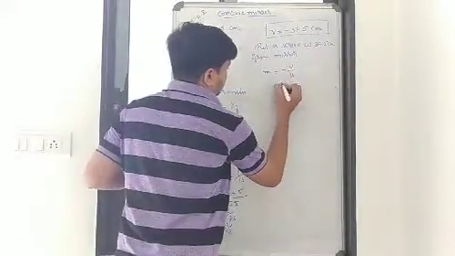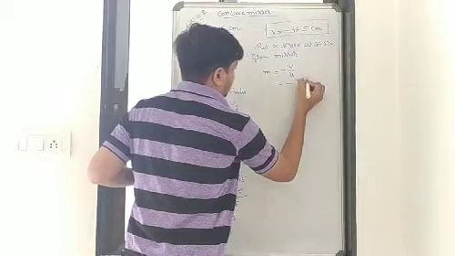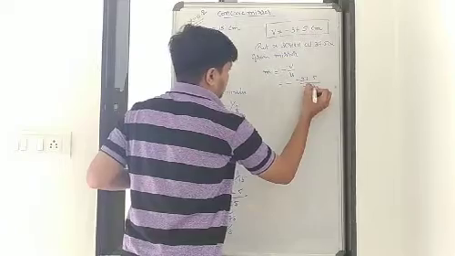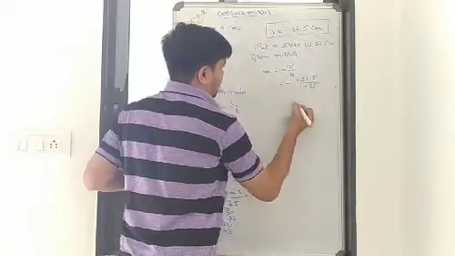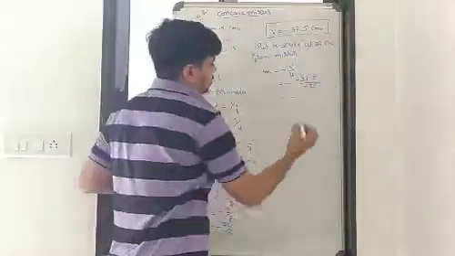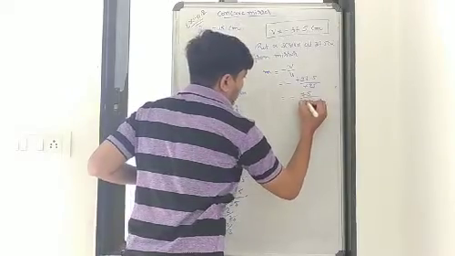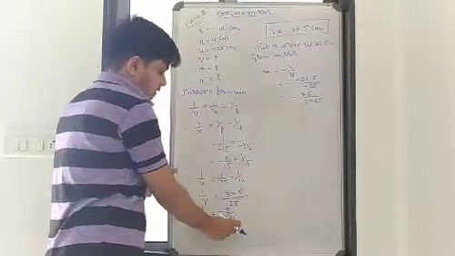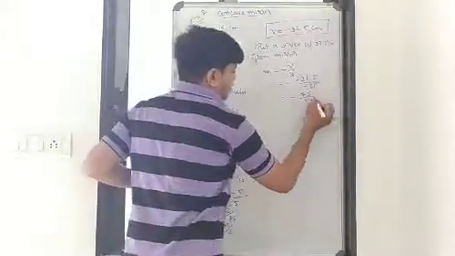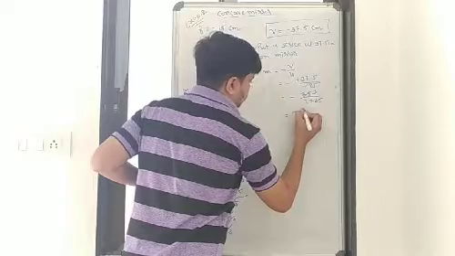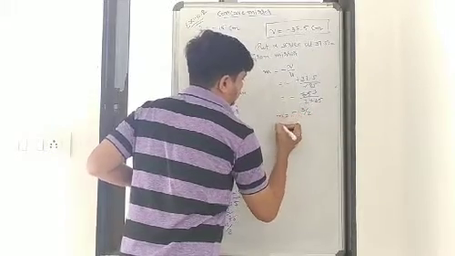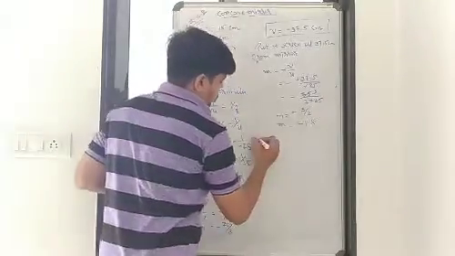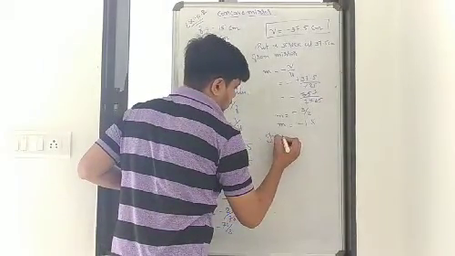So here, m is equal to minus 37.5 divided by u, which is minus 25. This minus cancels out. 37.5 you can write as 75 by 2, into 25. 25 threes are 75, so it gives you 3 by 2. m is equal to minus 1.5. It's a minus, so the image is real.